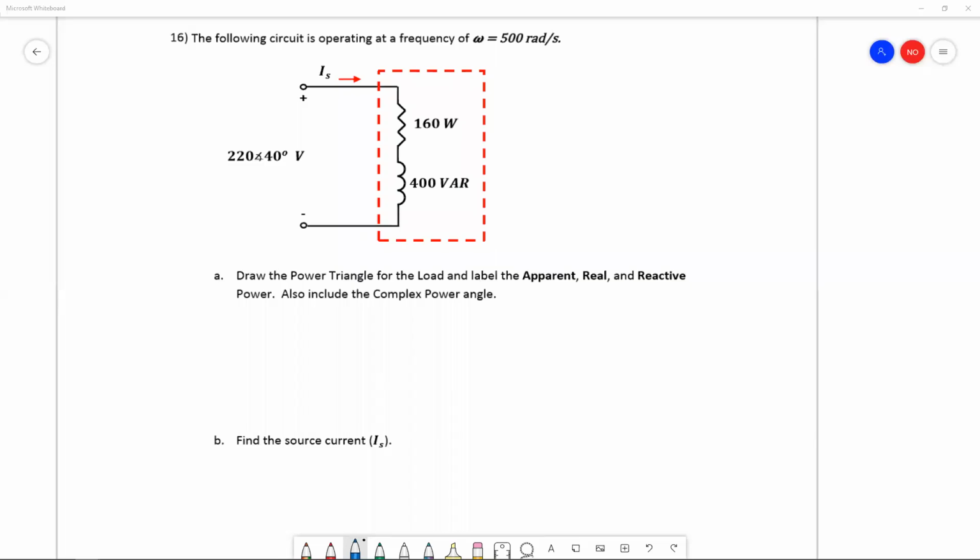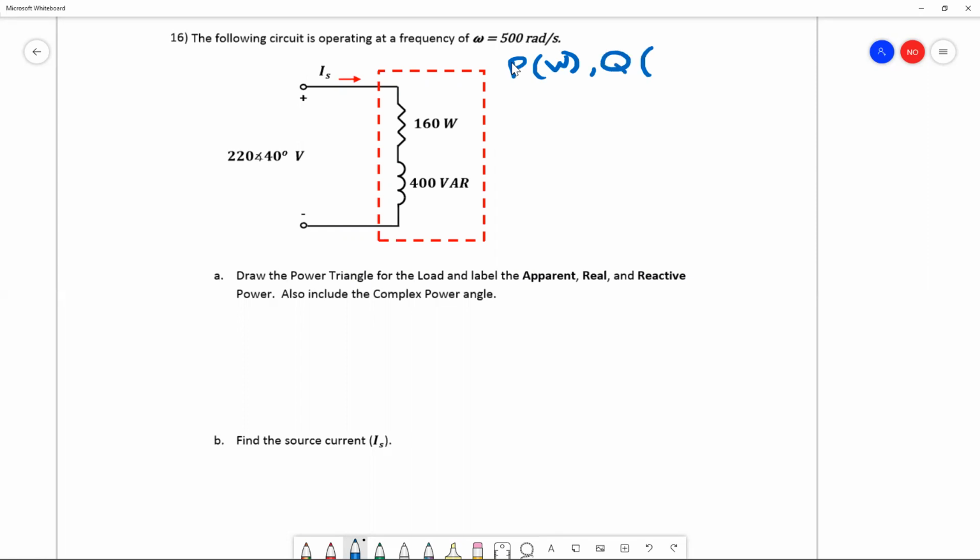Okay, so for this problem, we're going to be doing 16 on the EE301 12-week review packet. This problem concerns power, complex power, apparent power, and also reactive power. The first thing you need to remember when you're doing these powers is how they're labeled. Real power is labeled in watts or kilowatts.